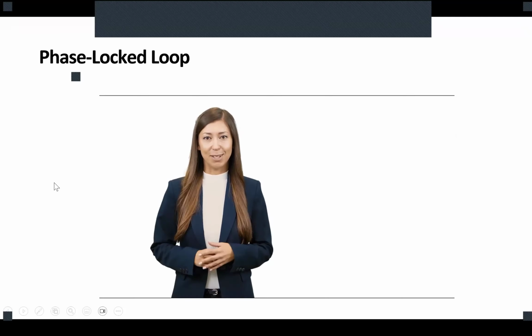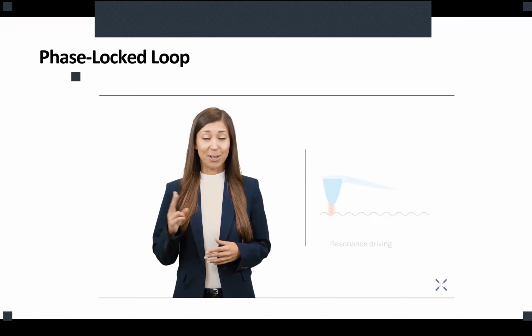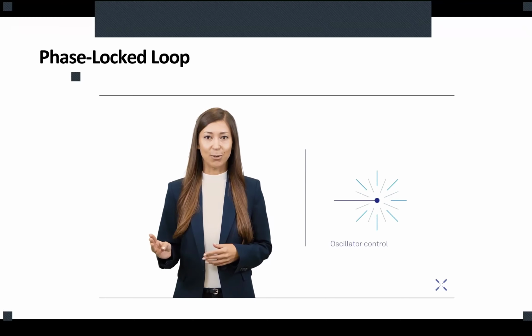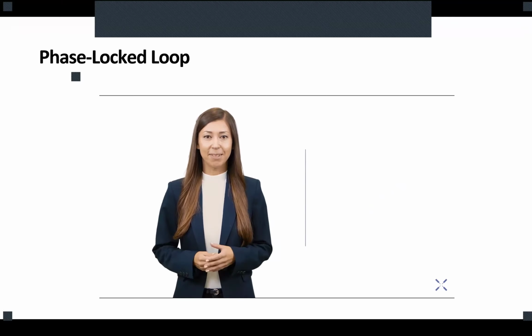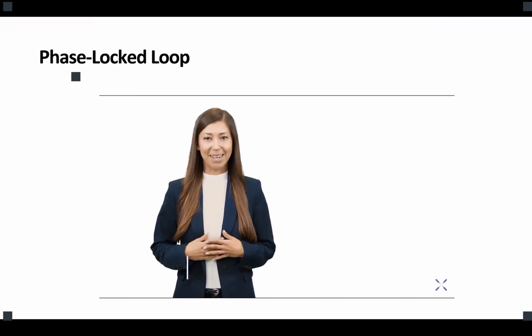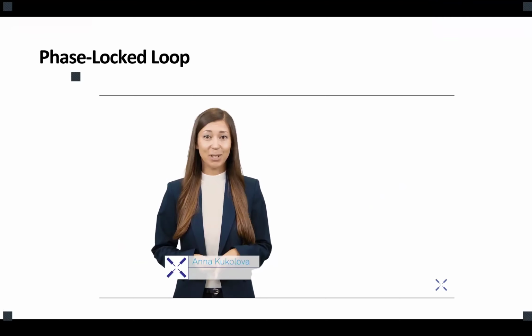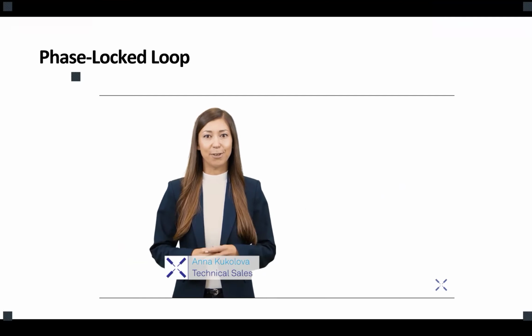This explains the PLL from different perspectives. Applications: frequency tracking, resonance driving, and oscillator control are some examples. Are you curious to know how PLL for analog signal work? Hi, I'm Anna, and in this video we talk about PLL working principles, how to set a PLL up, and what different application use cases there are. Let's start.